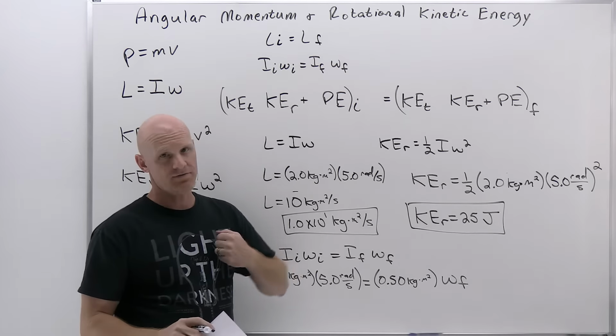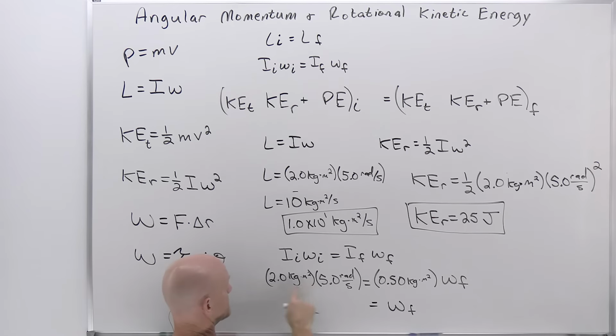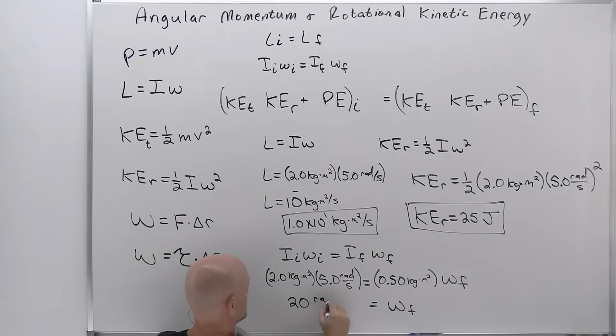And so in this case, solve for that final angular velocity. So 2 times 5 is 10. 10 divided by 0.5 is divided by a half, same thing as multiplying by 2. And we're going to get 20, and in this case, radians per second. And again, we can put the bar over to get 2 sig figs, or we can make this 2.0 times 10 to the first radians per second.